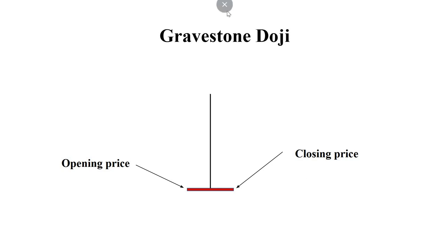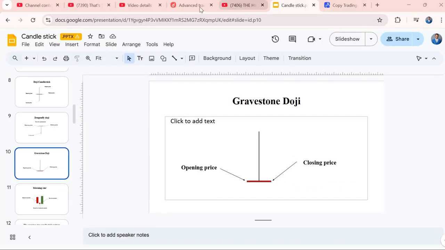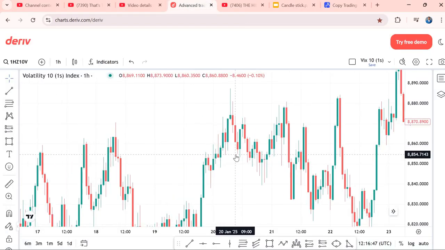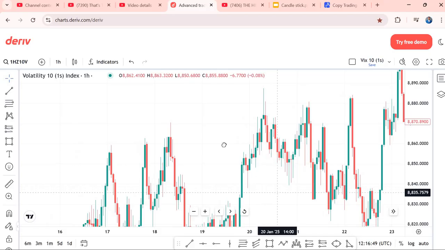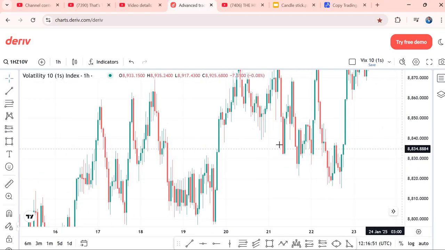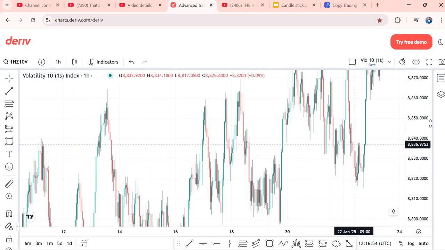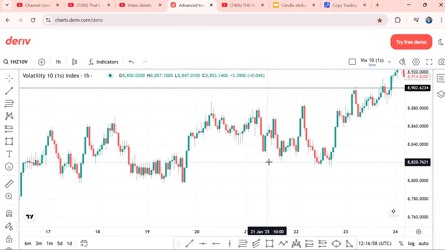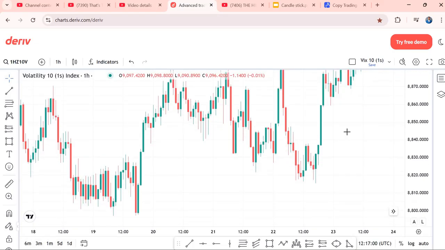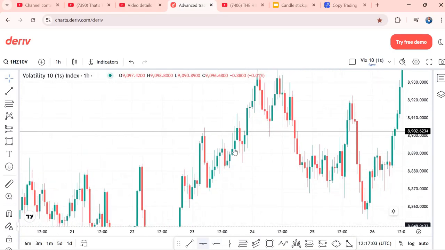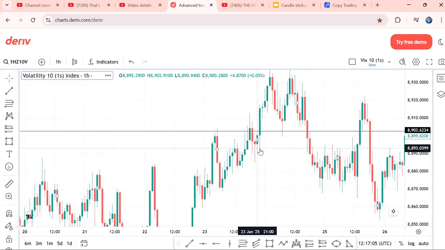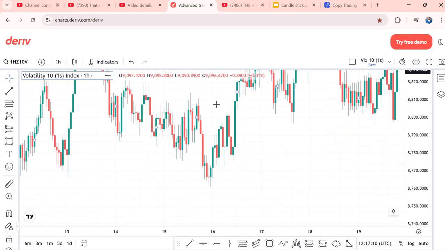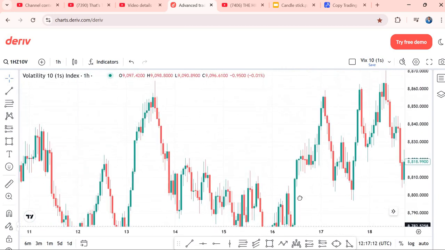All right, so let's go onto the chart and see if we can find this type of candlestick pattern, and then see if we can actually notice the psychology behind the formation of this candle. All right, so let's look at the gravestone doji. You want to see the gravestone doji. All right, so let me search through if I can find one.